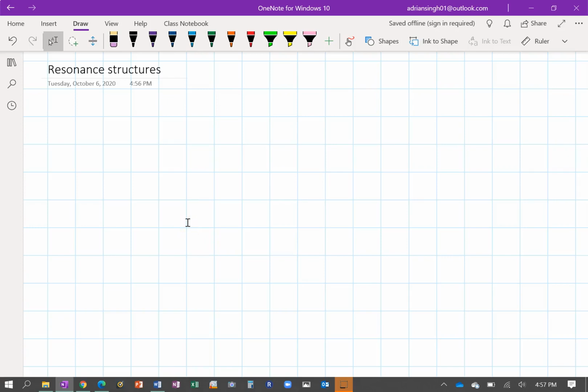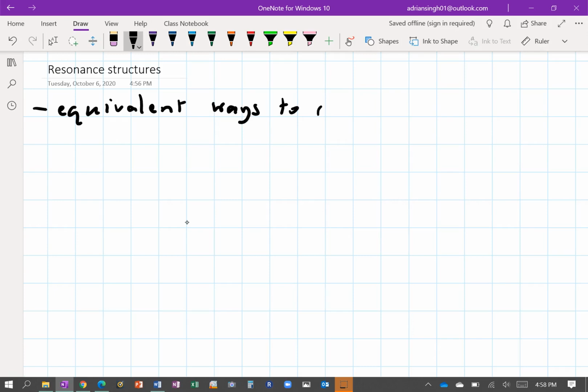Alright, so in this section we're going to be taking a look at another aspect of Lewis structures, which is something known as resonance structures. So when we discuss resonance structures, what we are referring to are equivalent ways to represent a Lewis structure.